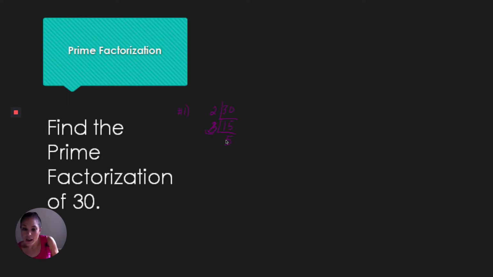And here I have all prime numbers. I have 2 times 3 times 5, and that is my answer. Let's do it as a factor tree.